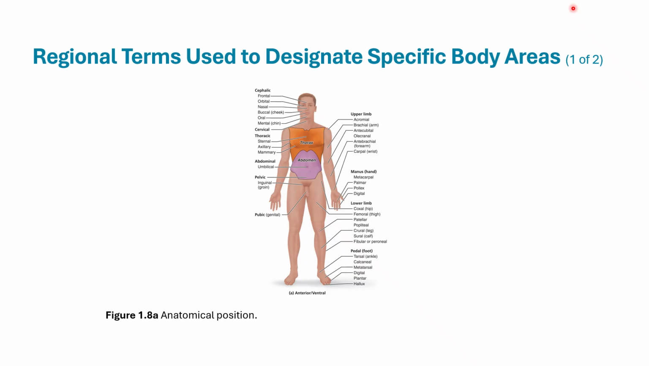All right, the manus region refers to the hands. The areas in the manus region include the pollex, the thumb, the metacarpal, which is the posterior hand, the palmar, which means the palm, and the digital areas are the fingers.